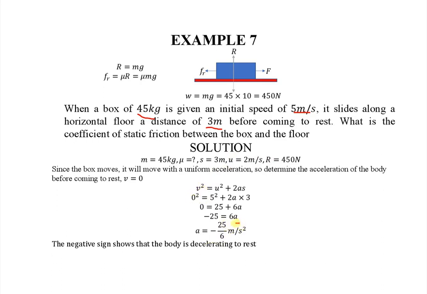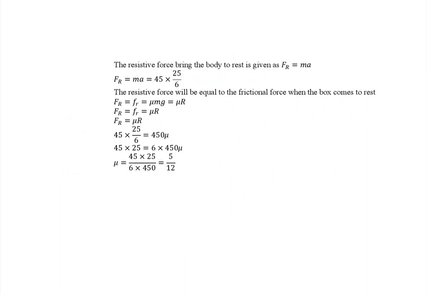Putting that together, we have the deceleration, because the body is coming to rest, of 25/6 meters per second square. Now that we have the acceleration, because the body is coming to rest, we have a resisting force, that is the force opposing the motion. The resisting force bringing the body to rest is given as ma.